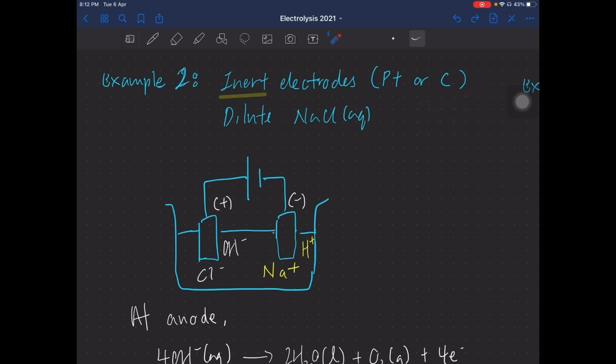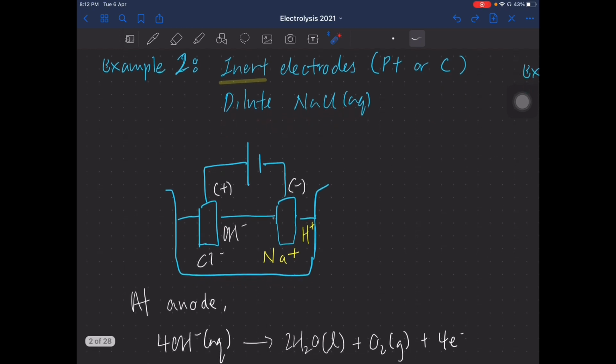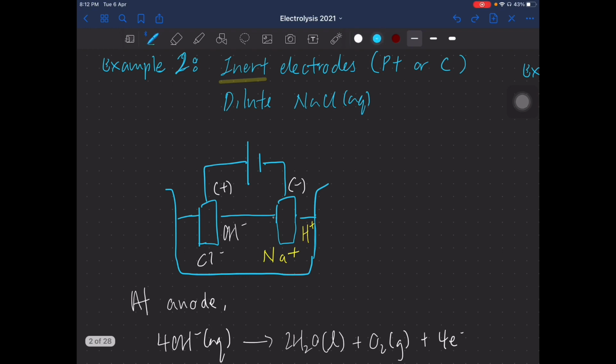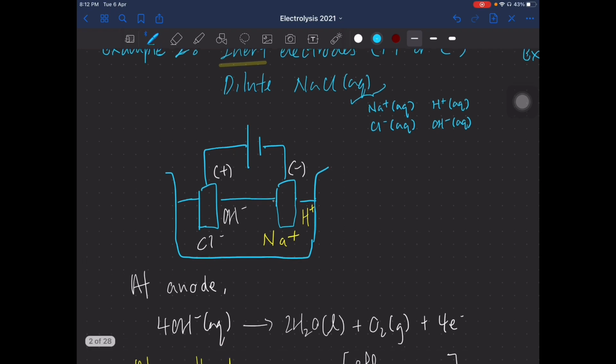Okay, so now the electrolyte is actually dilute NaCl. Within dilute NaCl, there's actually a total of 4 different types of ions, because there's a sodium ion in aqueous state, there's also a chloride ion in aqueous state, which is quite standard. But because there is water inside, you also expect a small amount of H+ ions as well as a small amount of hydroxide ions.